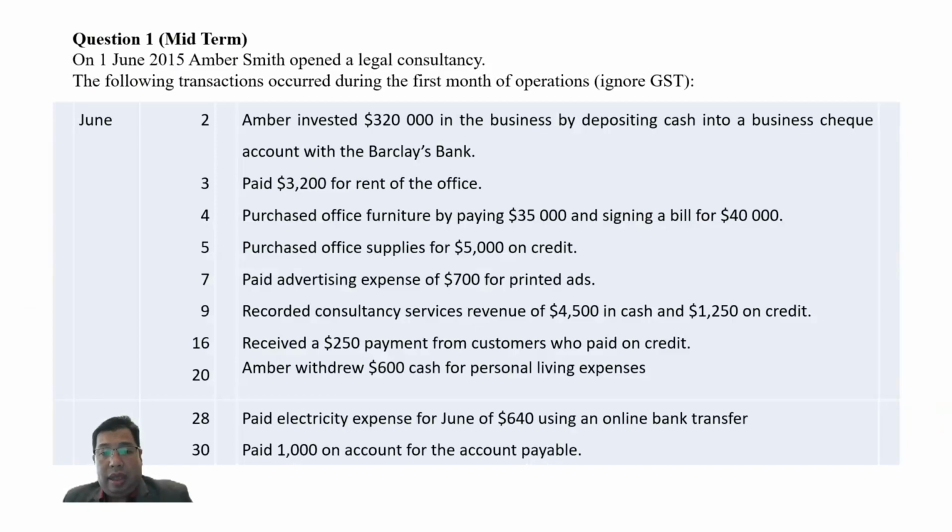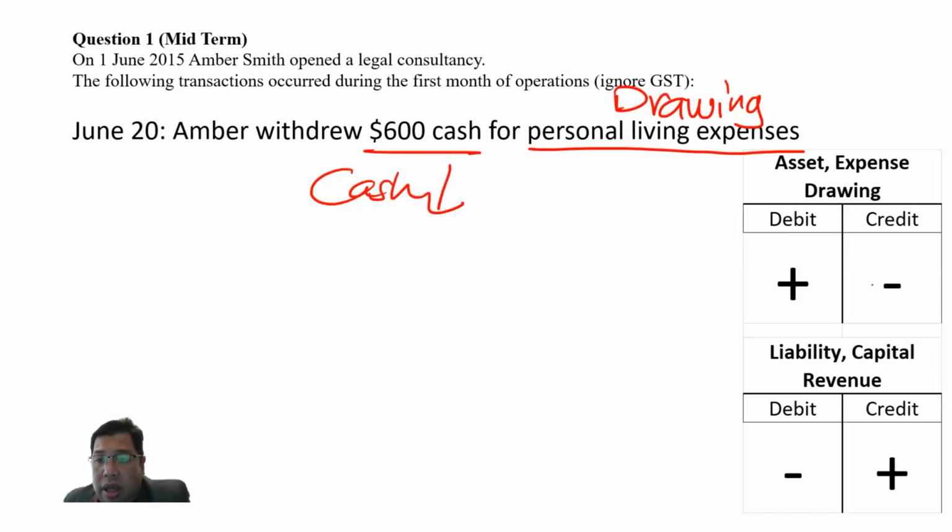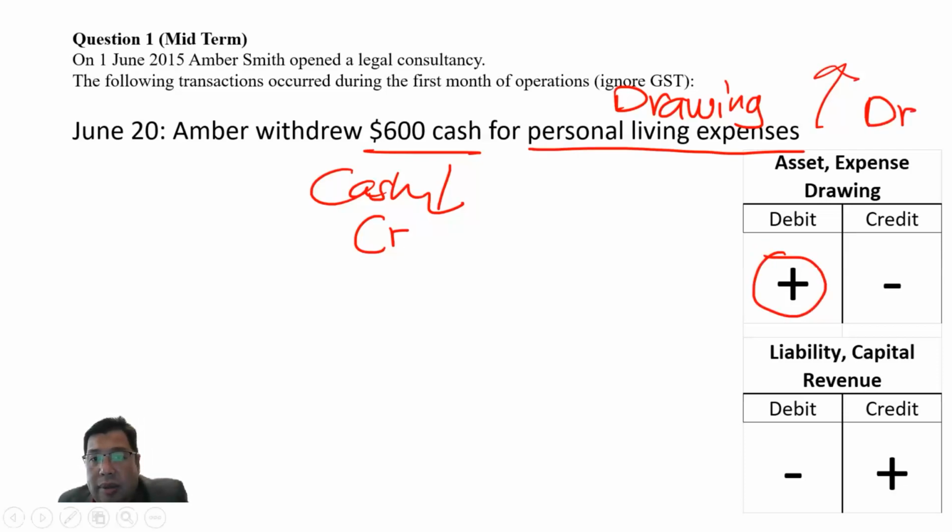Next, Amber withdraws 600 cash for personal living expense. Personal living expense is considered as drawing. Your personal expense cannot be included as business expense. So when Amber withdraws 600, automatically your cash will reduce. Your cash is your asset. So when it reduces, you're going to credit the account. And drawing falls under the same rule here. Increase in drawing, you're going to debit. So I'm going to debit drawing, credit cash.